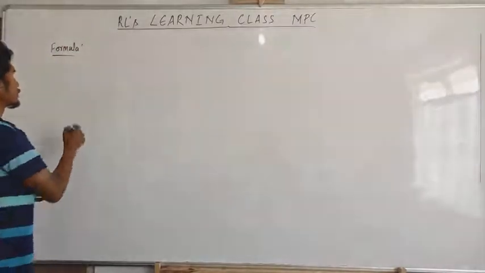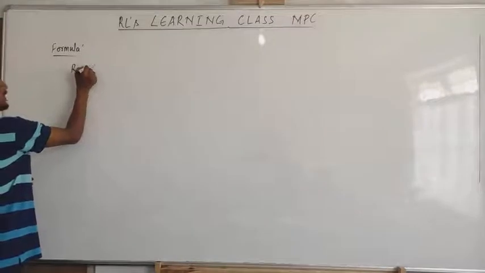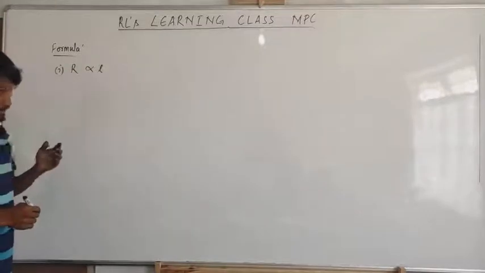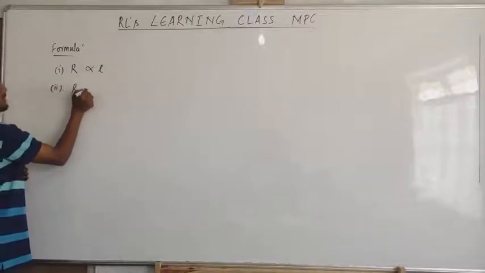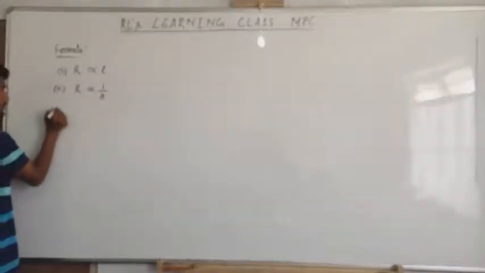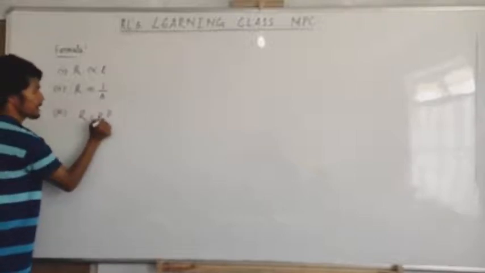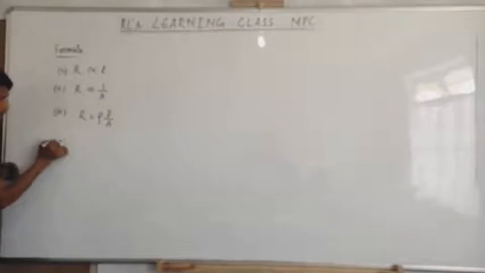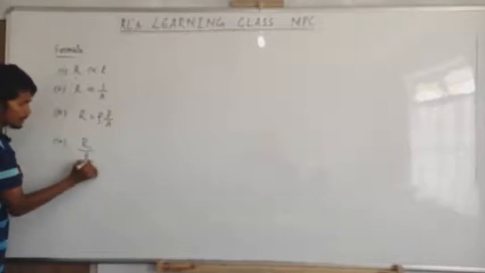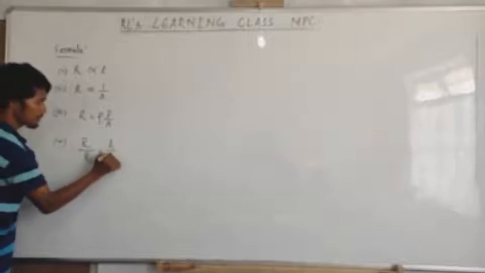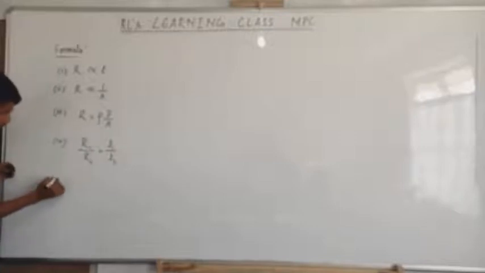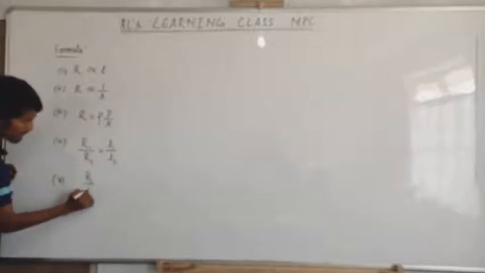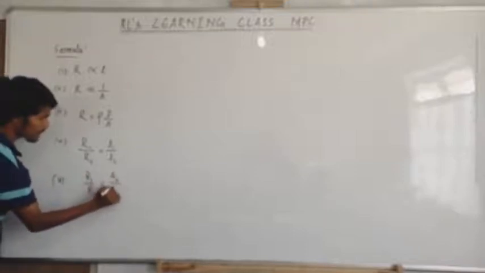The formulas: we get that R is directly proportional to L. That we write first under factors affecting electrical resistance. Then number 2, R is inversely proportional to 1 by A. Or we can get number 3: R is equal to rho L by A. Then we can get this also, number 4: R1 by R2 is equal to L1 by L2. This formula is coming from the first one, so don't be confused. Then number 5, we get R1 by R2 is equal to A2 by A1.